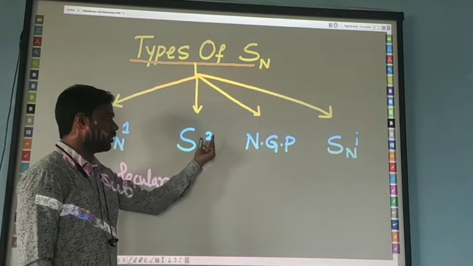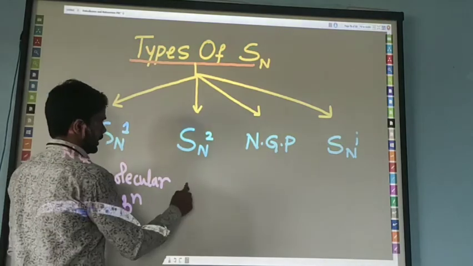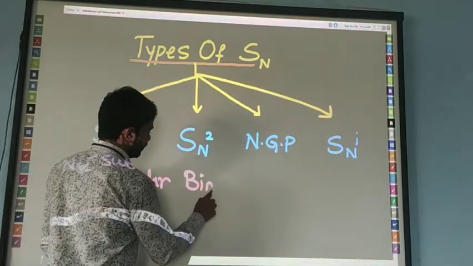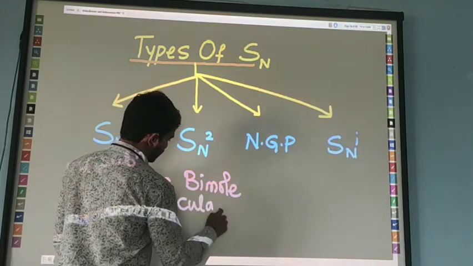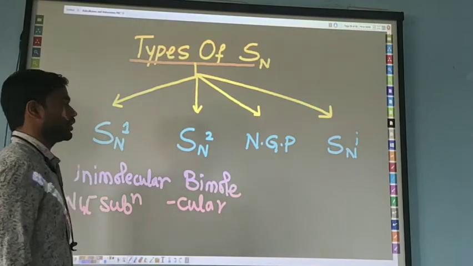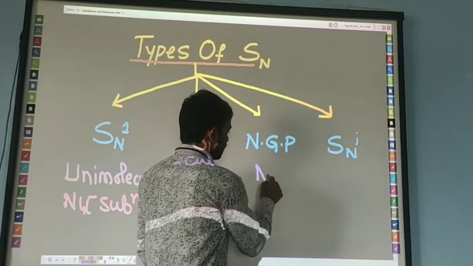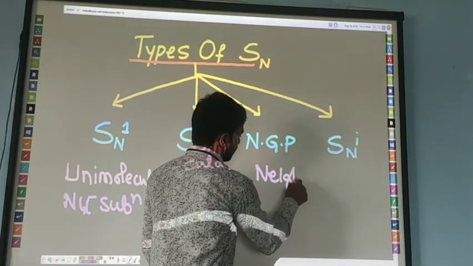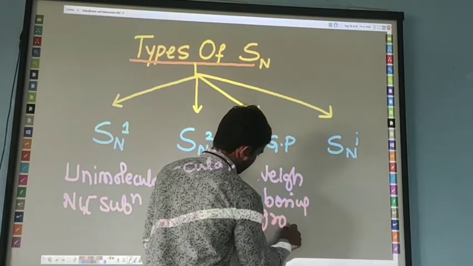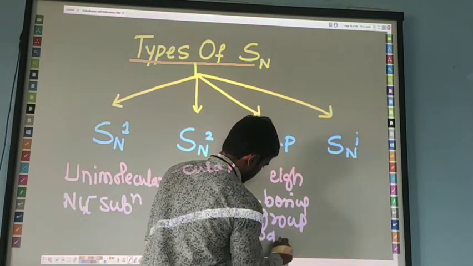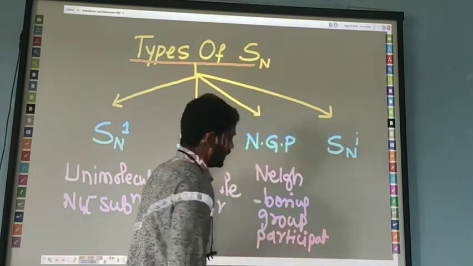What about this one, SN2? Here 2 means bimolecular nucleophilic substitution reaction. What do you mean by NGP here? Here NGP stands for neighboring group participation. Okay, this stands for the NGP.